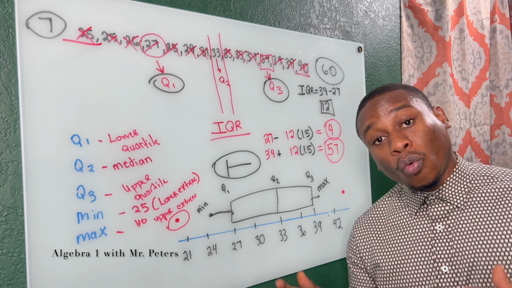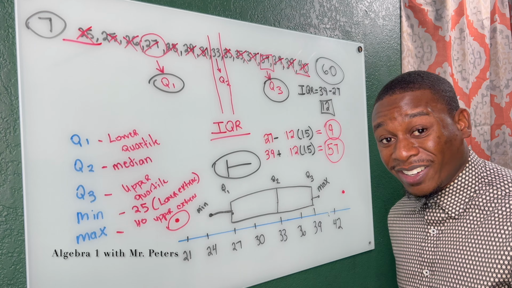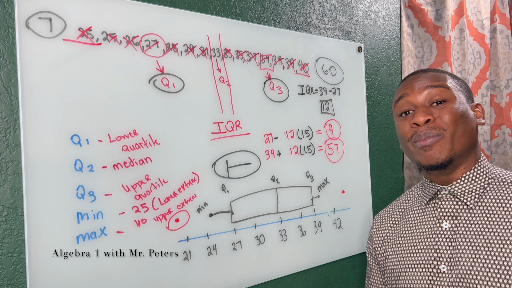Really hope that this box and whisker plot video was helpful for you guys on how to take the data, create the box and whisker plot, and then label it correctly.